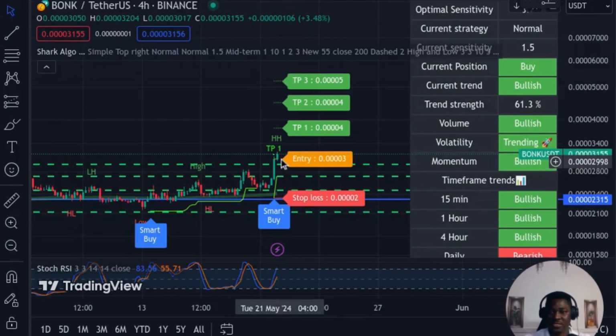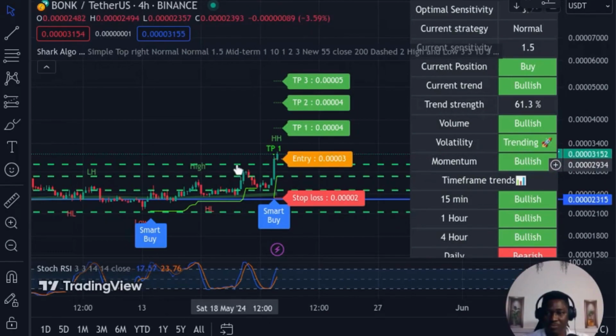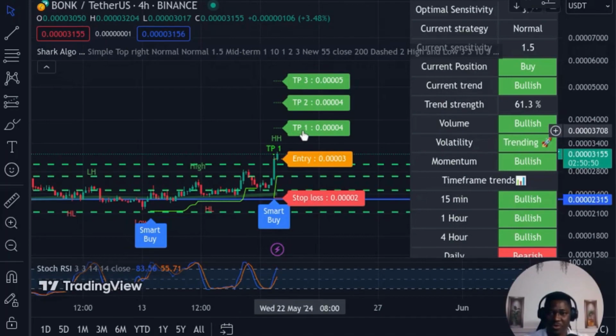BUCK USDT is looking very good because we just broke one major resistance level, and right now we are looking to quickly hit TP1 and TP2 and finally TP3 before we close the trade. So this is BUCK USDT.